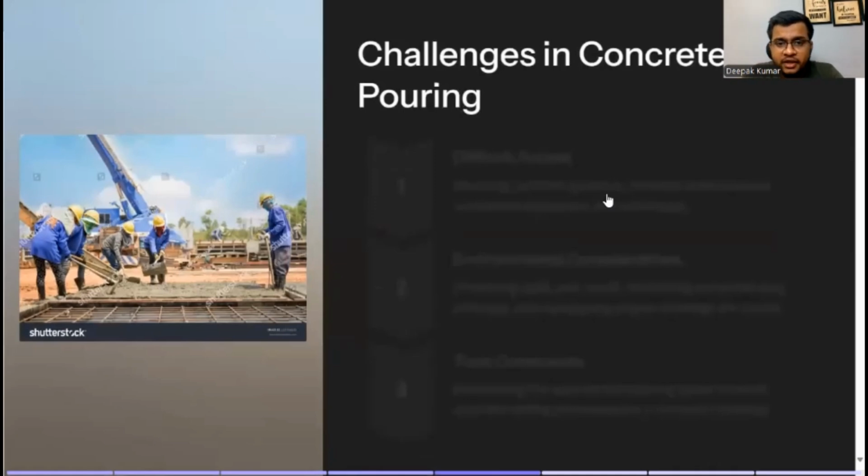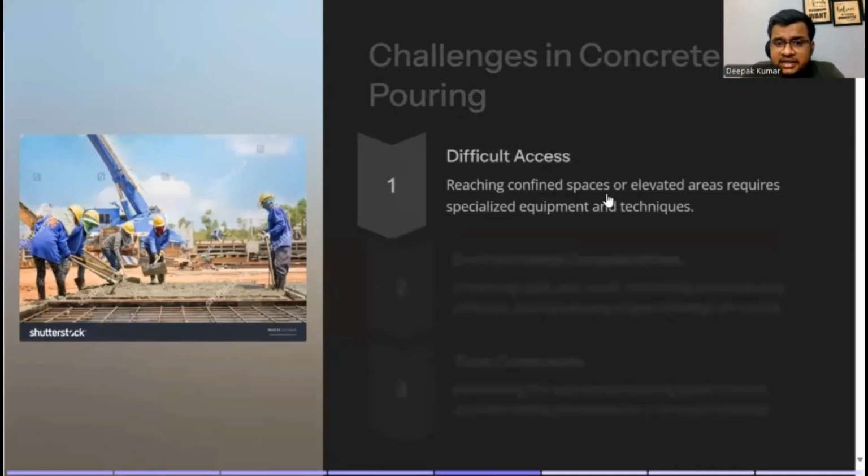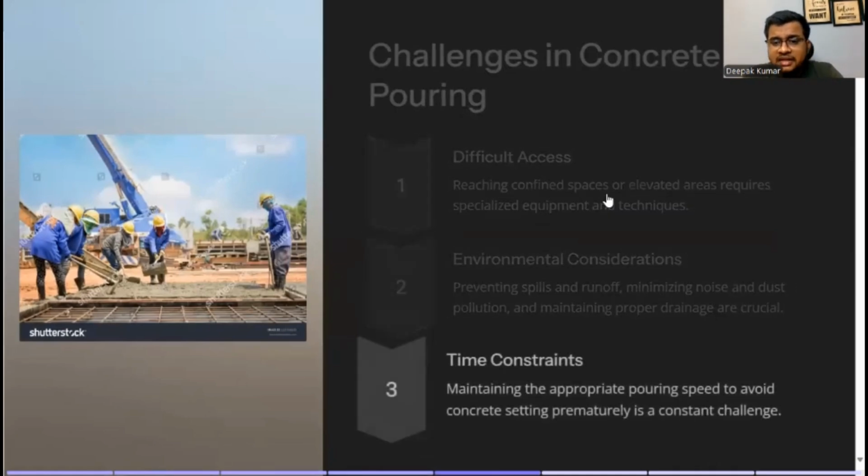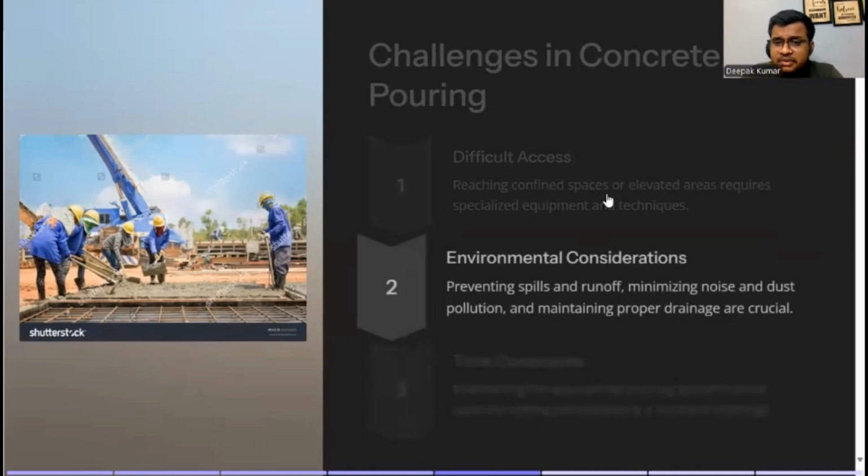Now the challenges of concrete pouring. We have the challenges of difficult access, then the environmental considerations and the time constraints, which we have also discussed. Environmental conditions, basically we have checked during challenging conditions, like seasonal conditions or the rainy season, which cause runoff, minimizing noise and dust pollution, and also maintaining proper drainage.